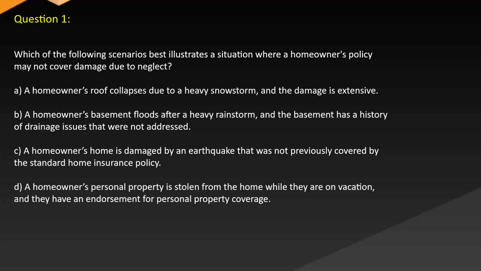Question 1. Which of the following scenarios best illustrates a situation where a homeowner's policy may not cover damage due to neglect? A. A homeowner's roof collapses due to a heavy snowstorm and the damage is extensive. B. A homeowner's basement floods after a heavy rainstorm and the basement has a history of drainage issues that were not addressed. C. A homeowner's home is damaged by an earthquake that was not previously covered by the standard home insurance policy. D. A homeowner's personal property is stolen from the home while they are on vacation and they have an endorsement for personal property coverage.